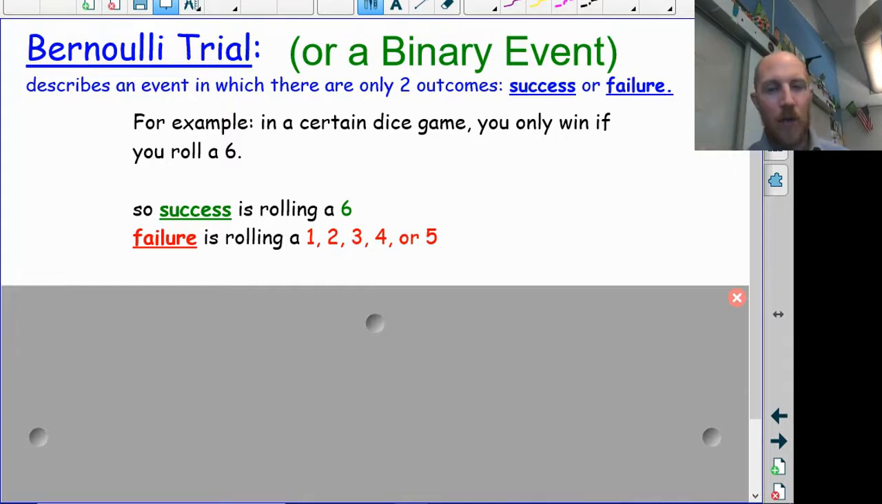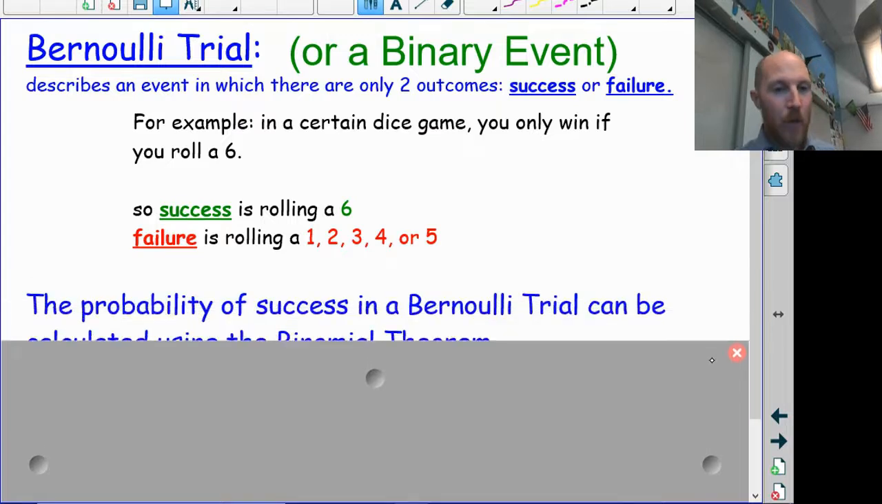Also, you don't have to have equal odds, because there's only the 1 outcome that gives you success. There's 5 outcomes that give you failure, and that is not even. Right, and that is not an important feature for a Bernoulli trial. We can have different probabilities of success and different probability for failure.